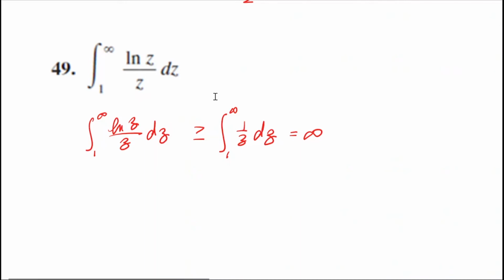The flaw is this inequality is not always true. Whenever you write an inequality, or any statement in math, you have to ask yourself, is this statement always true? And the answer is no, it's not. See, ln z is not always greater than 1.